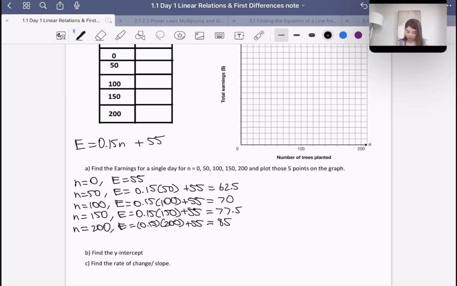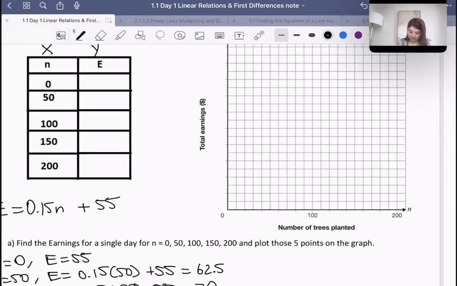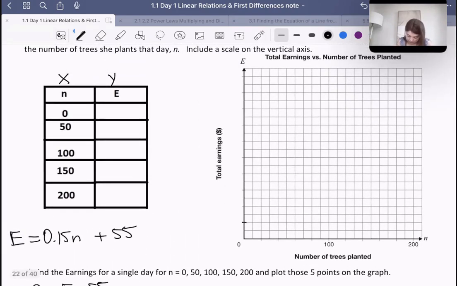scale for total earnings. So let's talk about how we might approach this scale. Like, how do we know what scale to make it, basically? Well, we know that E starts at 55, and E ends at 85 in terms of the values we have. So we need a scale that's going to get all the way up to 85. So if we do maybe 10, 20, 30, 40, 50, 60, 70, 80, and a 90 there, then we have a good scale that's in tens, which are easy to work with.